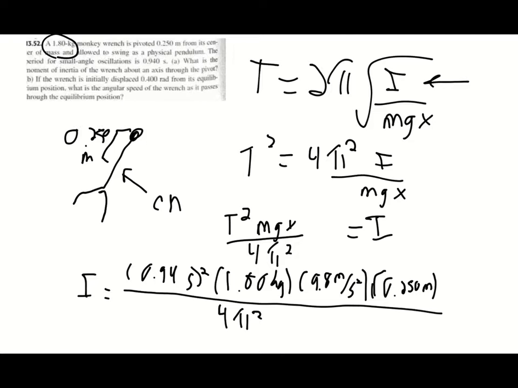I want to point out that our seconds are going to divide out with seconds squared because it's squared also. We're going to be left with just kilograms, meters, and meters. So we're going to have a number that's in kilogram meters squared. We like that because that's what we want for the moment of inertia. It's a small one, 0.0988 kilogram meters squared. That's going to be our moment of inertia.